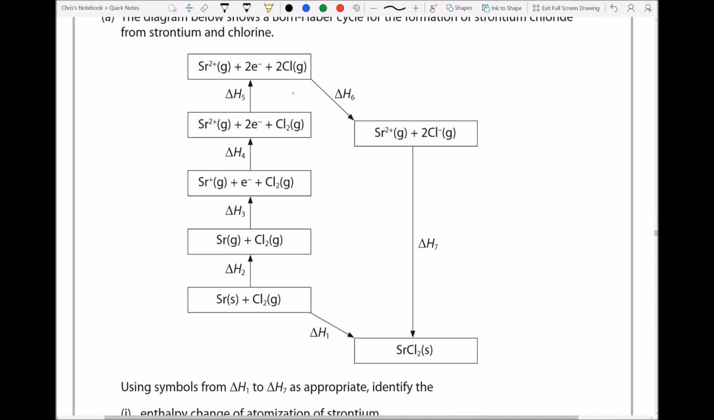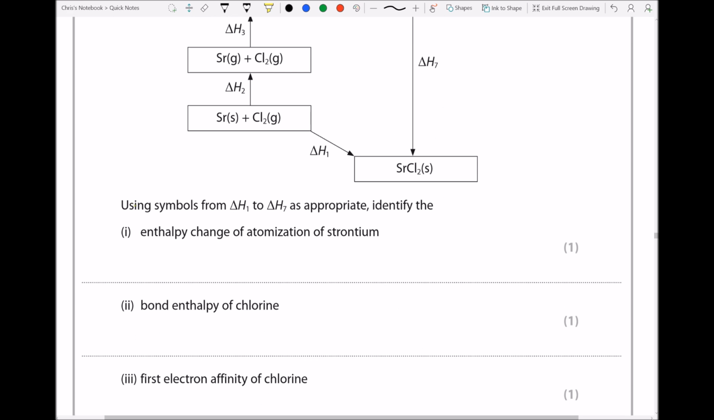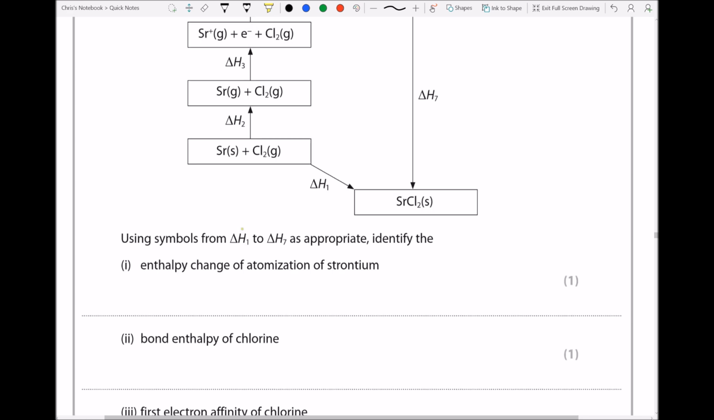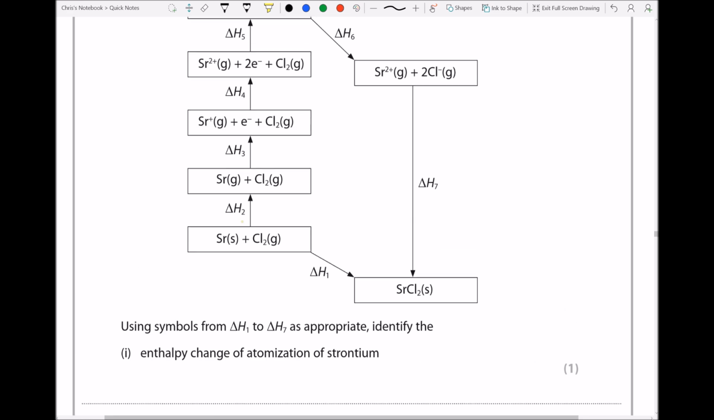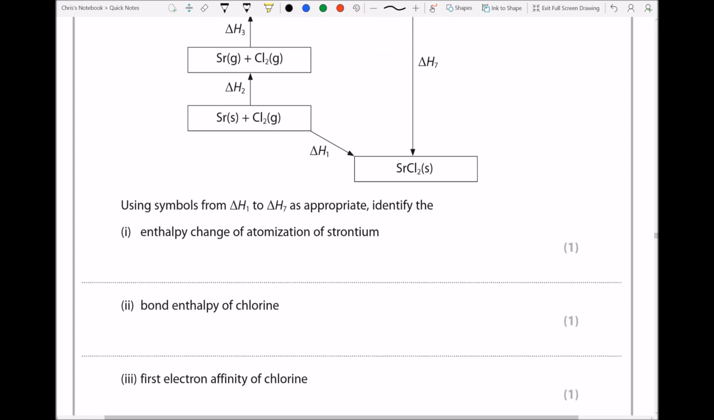Right, you can see this whole sequence of different events here with delta H's everywhere. Okay, so we're saying using the symbols from delta H1 to delta H7 as appropriate, identify the enthalpy change of atomization of strontium. Atomization of strontium is basically going from strontium solid to strontium gas. That's atomization. So, here's strontium here. There's the step. So, the answer is delta H2 for that one. Okay, so let's put that on there.